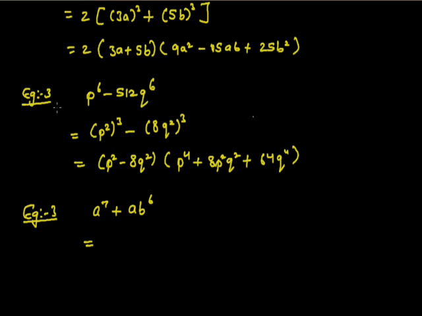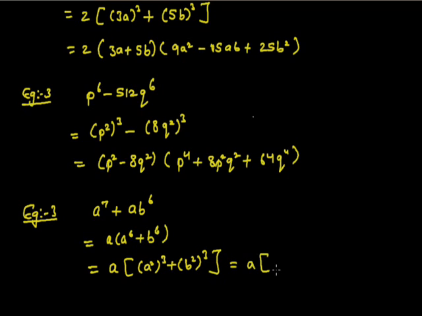and then we can do the factorization. So if you see here, a raised to the power 7 plus ab raised to the power 6. If you take a common from here, it will become a into (a^6 plus b^6). So now if you can see here, a^6 plus b^6, we can write it in the form of a cube plus b cube. So it will become a into (a square whole cube plus b square whole cube). Now it's actually in the form of a cube plus b cube.